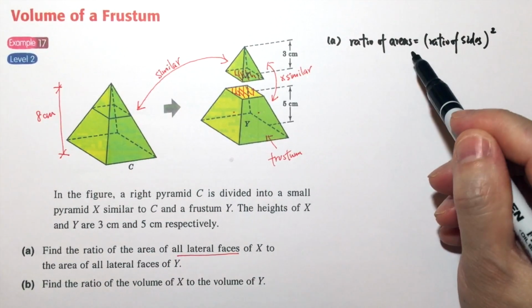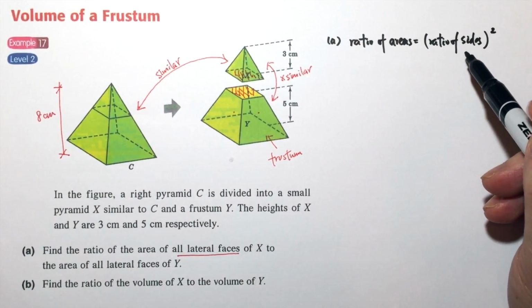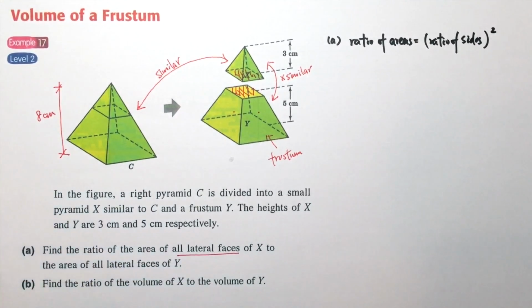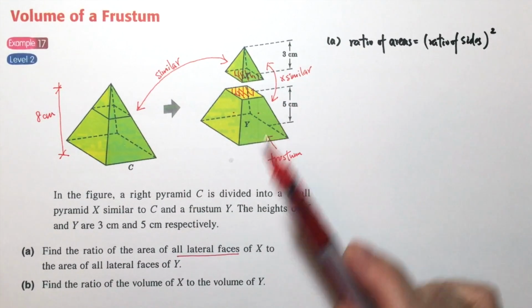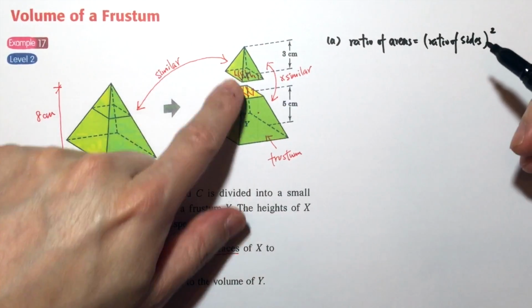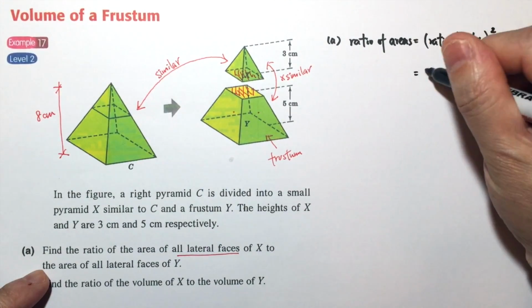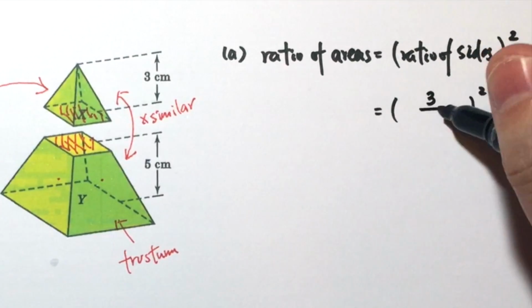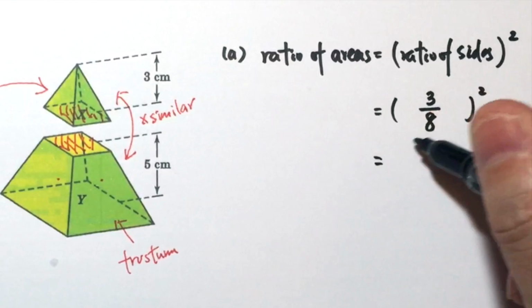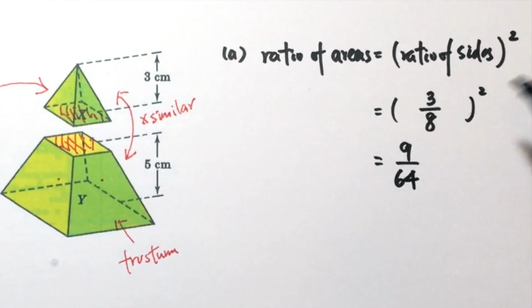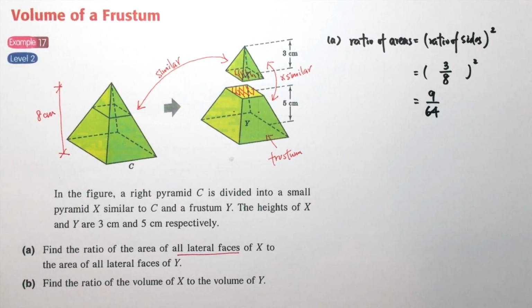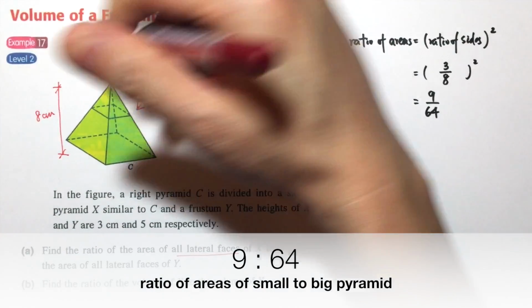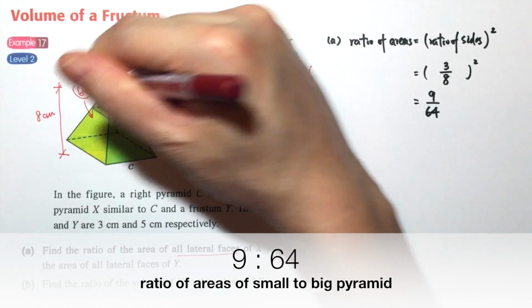The ratio of areas equals the square of the ratio of size. But remember, we apply this formula to these two pyramids, not the frustum. Therefore, the ratio of the areas is equal to the square of the ratio of the size. That means the height, 3 over 8, squared, that is 9 over 64. So we can assume that the ratio of the areas, this is 9 and this is 64.